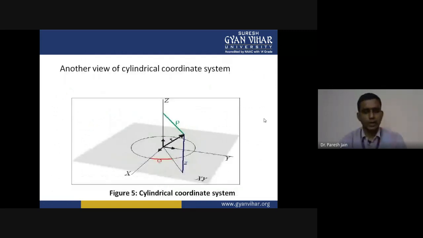This is another view of the cylindrical coordinate system through which you are able to find the volume, or understand the concept of r, phi, and z. So here z is in the direction of the z axis, r is the radius from the origin to the boundary, and phi is the angle between the radius and the axis.